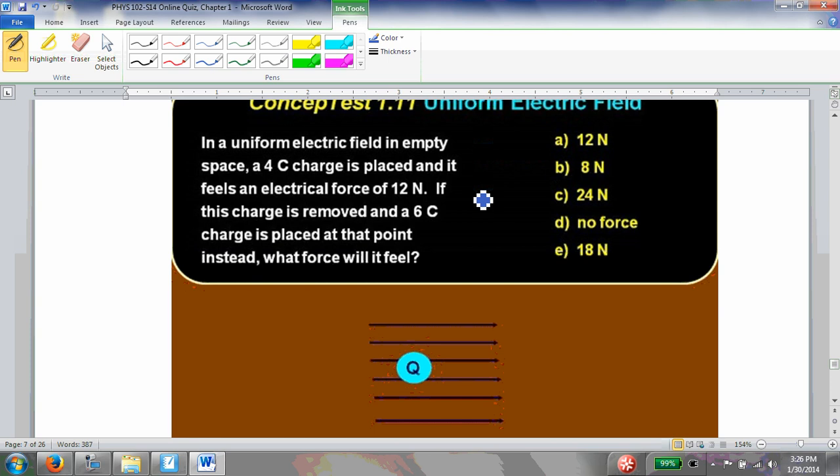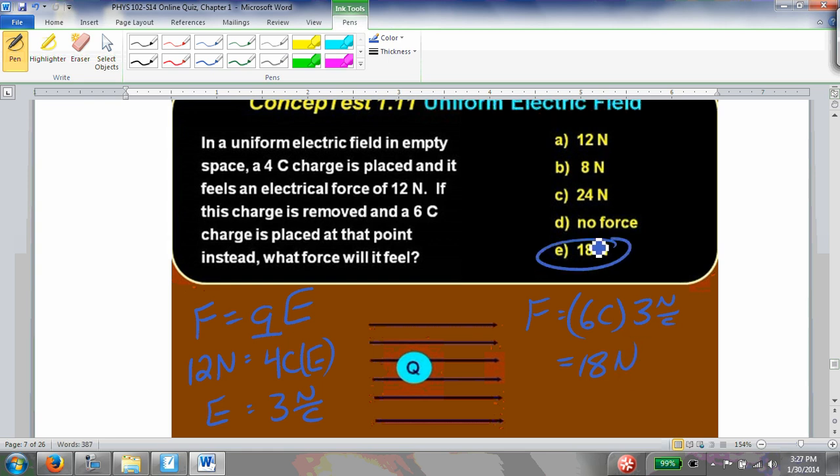In a uniform electric field, a 4 Coulomb charge is placed and it feels an electrical force of 12 newtons. If this charge is removed and a 6 Coulomb charge is placed at that point, what force will it feel? All right, we just have to solve for this. So F is equal to QE. I have 12 newtons on a 4 Coulomb charge. So that tells me that my electric field is 3 newtons per Coulomb. And now I want to know the force on a 6 Coulomb charge. So that's 6 coulombs times 3 newtons per Coulomb, and that's equal to 18 newtons. So E is the right answer.